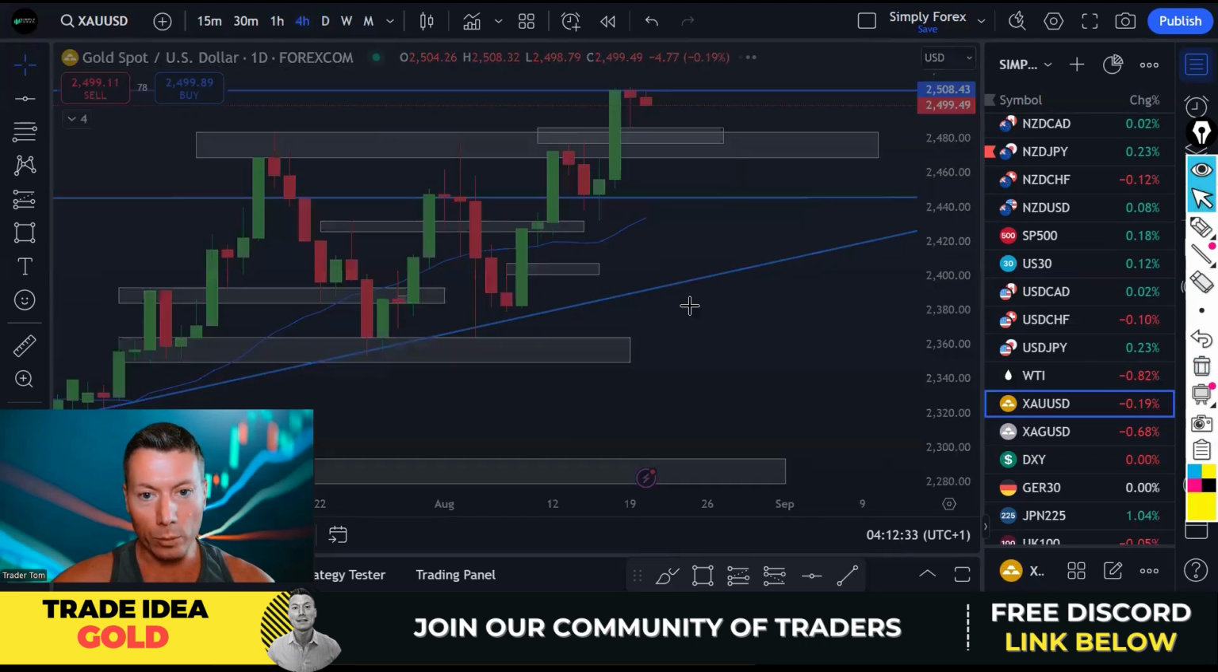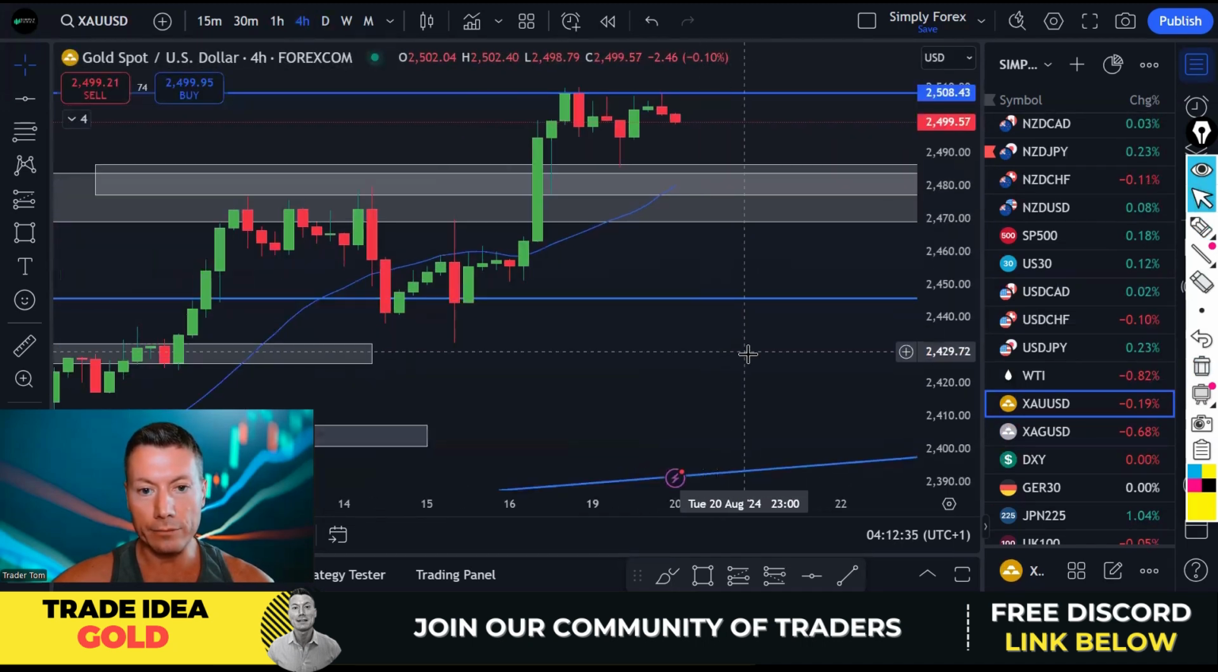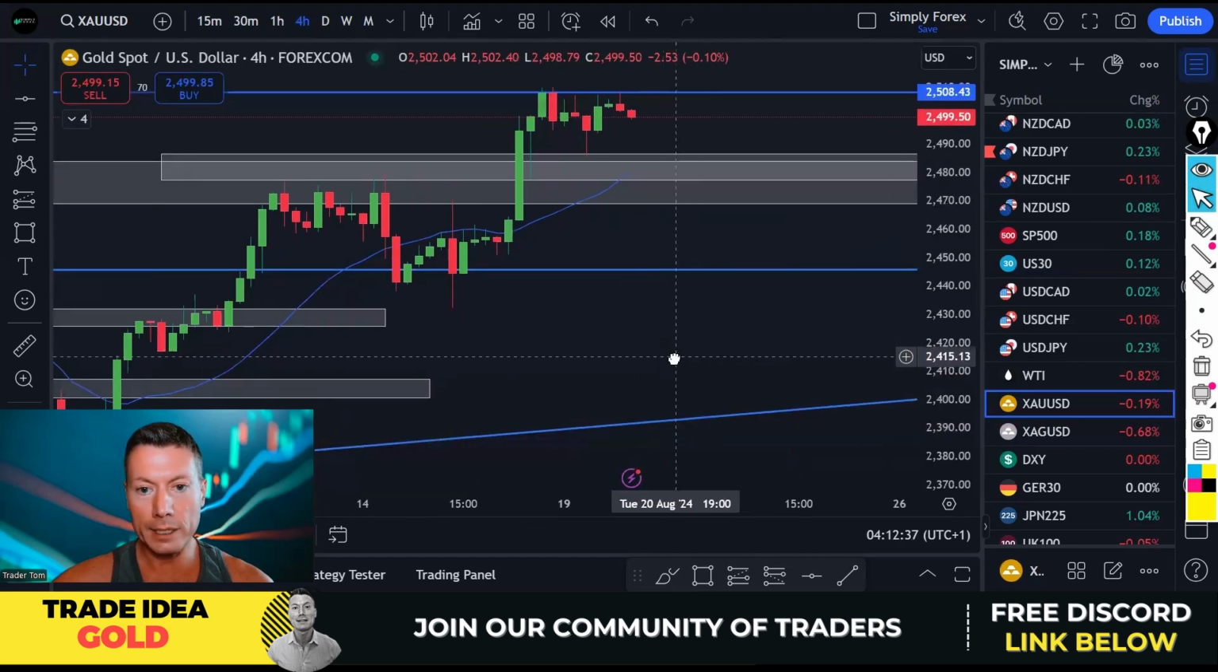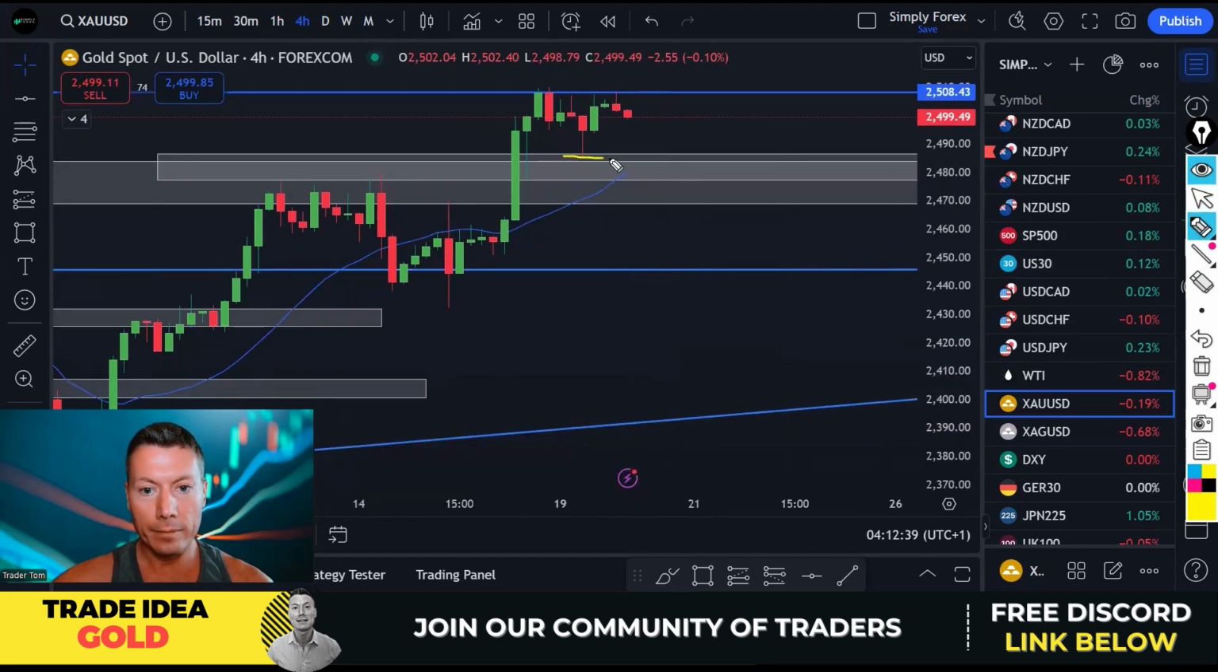And exactly where I want to buy it from is basically a retrace to these, potentially here, right, or these last highs. I want to see basically a wick that looks something like that at this level. Yeah, and then I'd be buying gold back up to here, if not further.